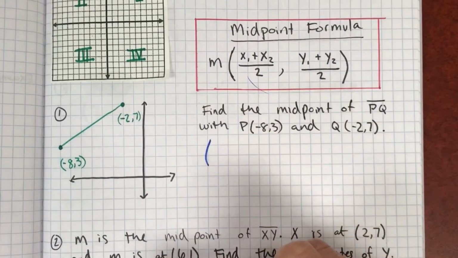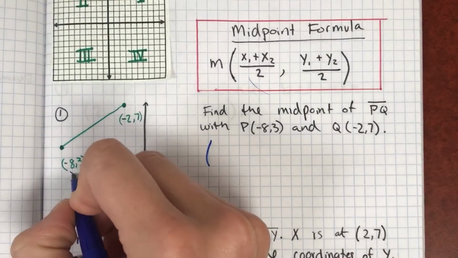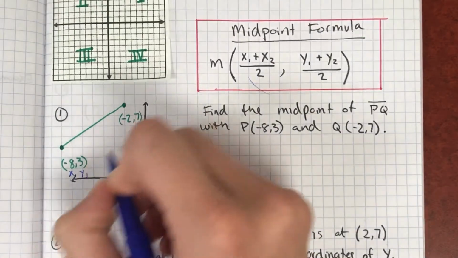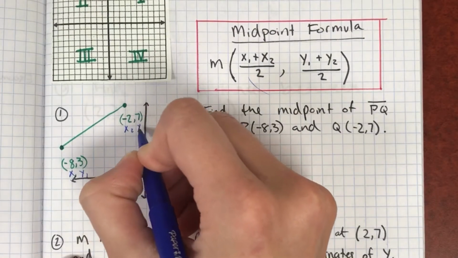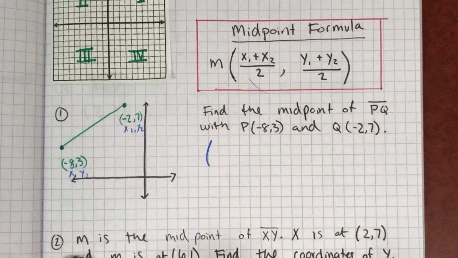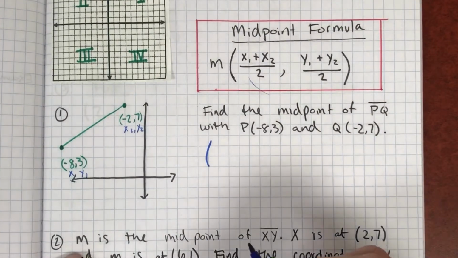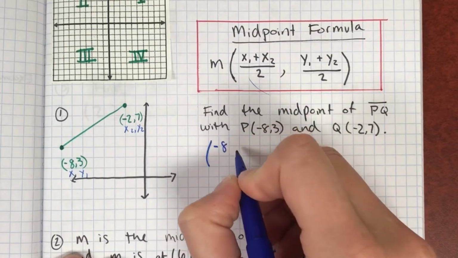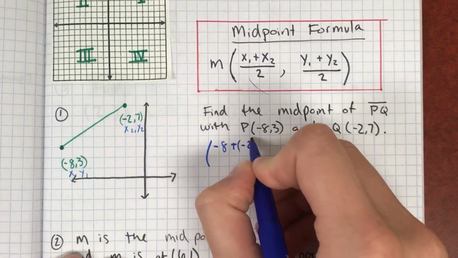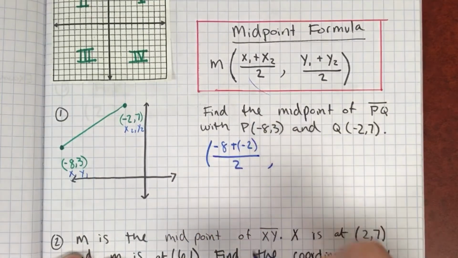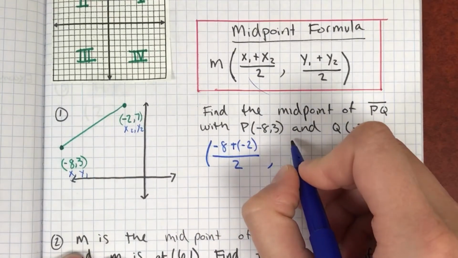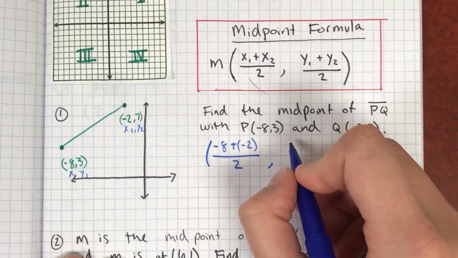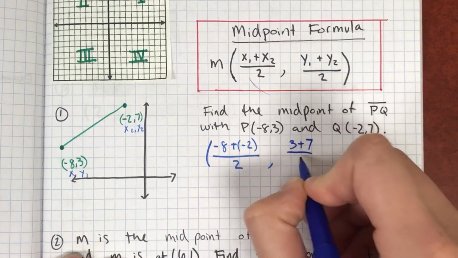So we're going to take our x's, and sometimes you might want to call these x1, y1, and this x2, y2. That might help you with your formula a little bit. So we've got -8 plus -2 divided by 2, and we've got 3 plus 7 divided by 2.